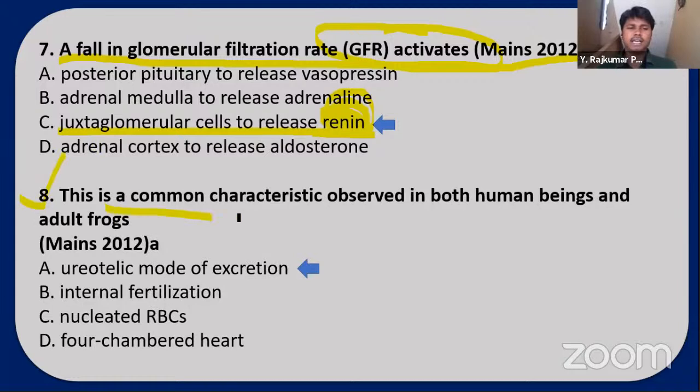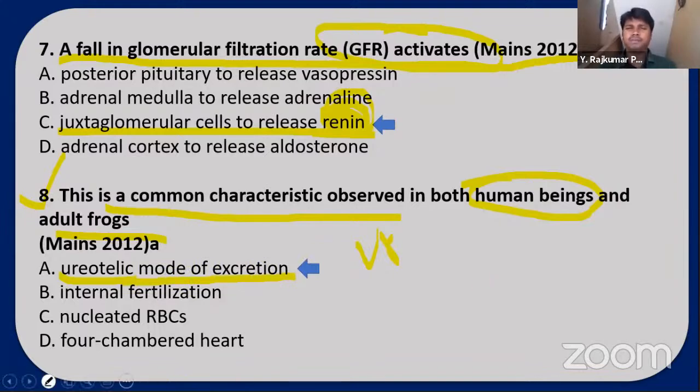This is a common characteristic observed in both human beings and adult frogs. What is the common one? Adult frogs and human beings both excrete only urea. Okay, they excrete urea as a nitrogenous waste. Since adult frogs and human beings are ureotelic animals, this is the common characteristic that we see.